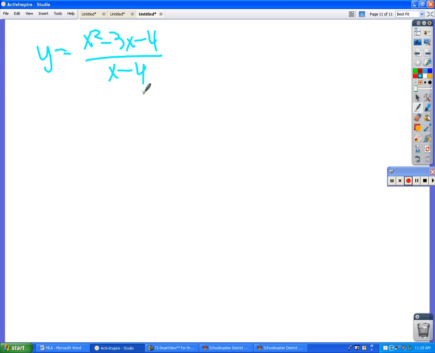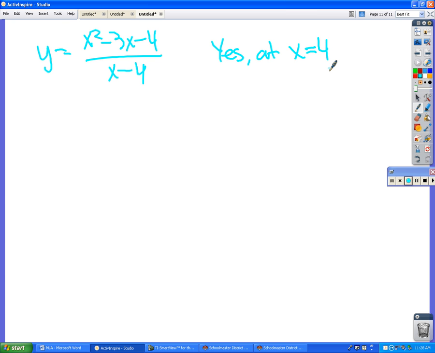Okay, discontinuities, yes or no? Katie, discontinuities, yes or no? Are there discontinuities, yes or no? Yeah. Where? I need an x value where the bottom equals 0, right, because it needs to equal 4. At x equals 4, right? Okay, so yes, there's a discontinuity at x equals 4. Okay, removable or non-removable? Removable.